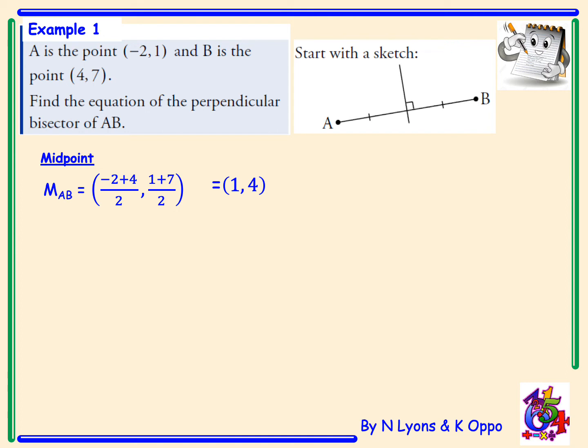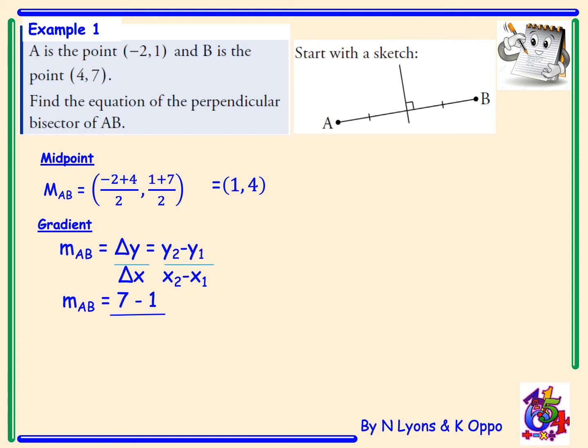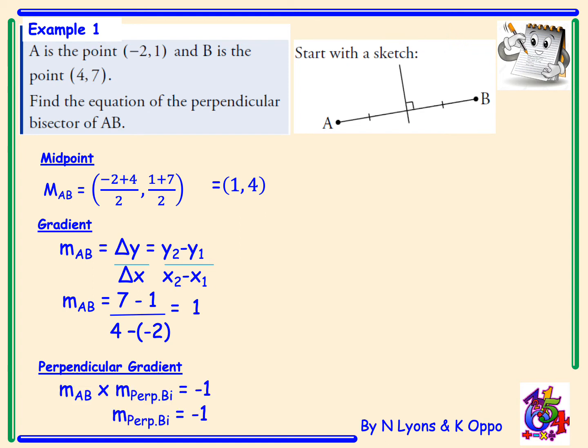After we've done this, we'll need to find the gradient of AB, so our difference in y is divided by the difference in x coordinates. So 7 take away 1, divided by 4 minus -2. This will give us 6 divided by 6, which simplifies to 1. Therefore, the perpendicular gradient would be -1.